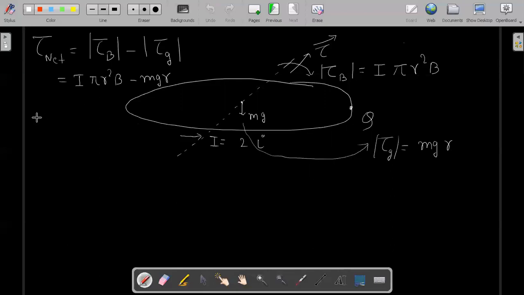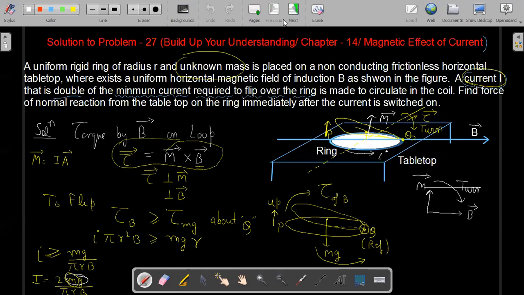So you can write down mg, and now you will have I pi small r square b minus this is I pi small r b. From the previous expression, mg, divided by 2.